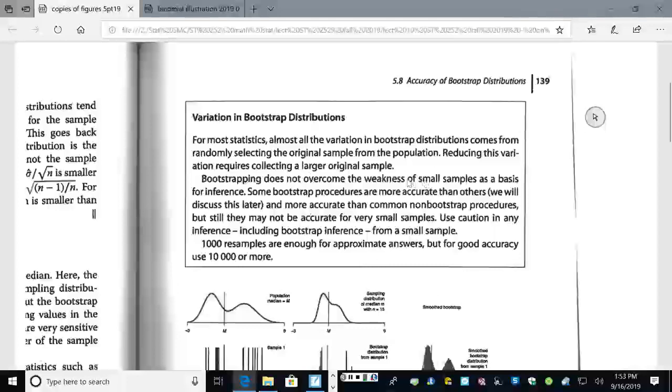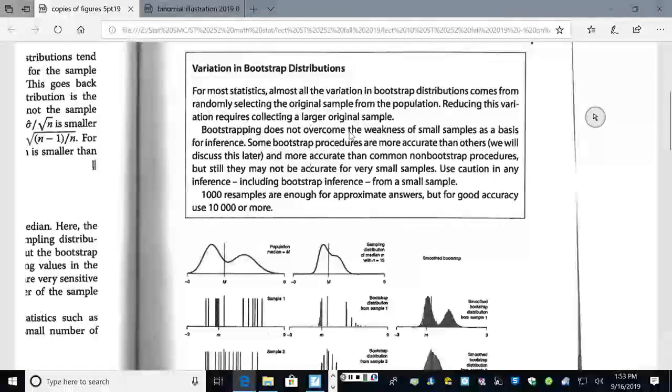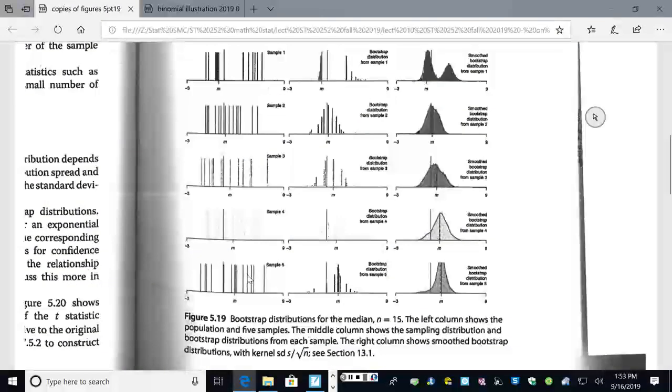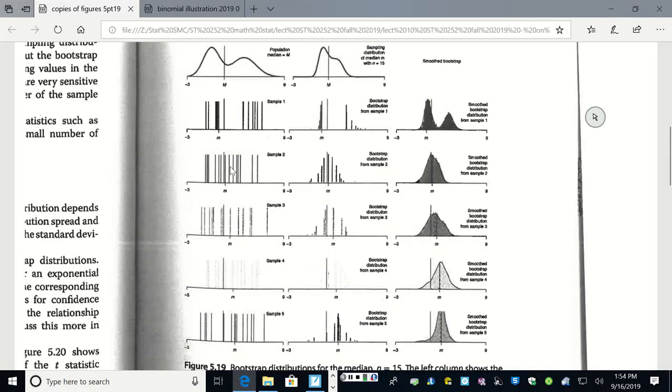So in this, it's talking about variability in bootstrap distributions. That's what it's trying to illustrate. So here's a population, and here's the median. And it gives examples of different samples: sample 1, sample 2, sample 3, sample 4, sample 5 as examples. Maybe they used a lighter color, and copying it didn't come through as well. Right? So those are the actual sample points there, and they generally kind of match that distribution in a way.